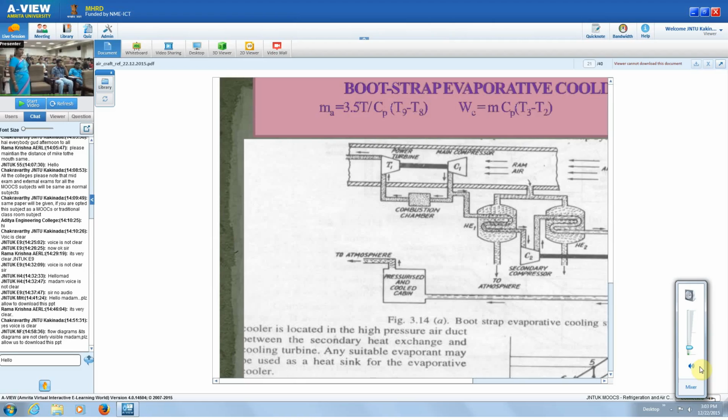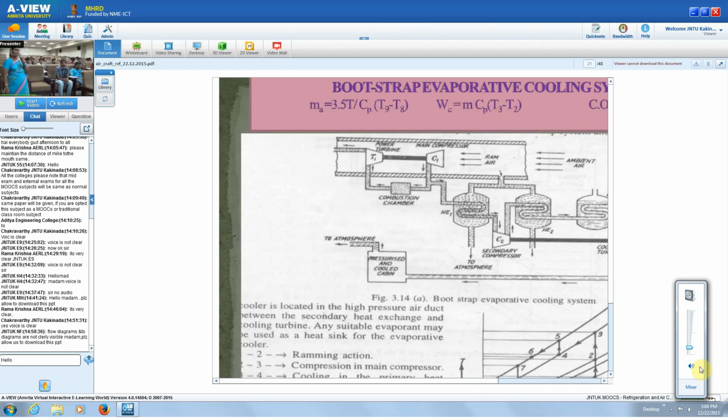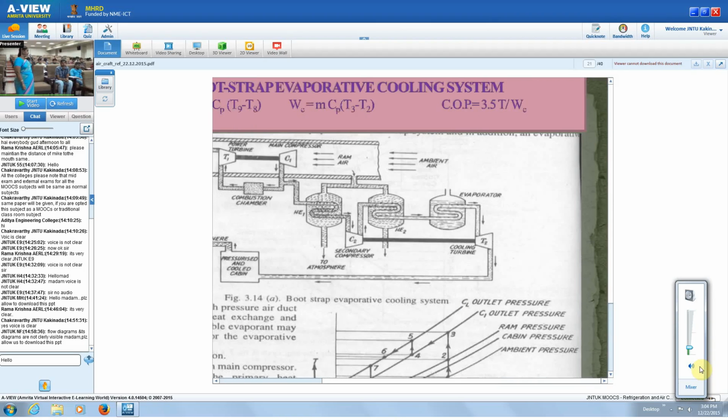So here you can see the ram air itself is used for cooling the primary heat exchanger and the secondary heat exchanger. The compressed air from the main compressor first passes through heat exchanger 1. Then afterwards it goes into the secondary compressor. Again it goes into the secondary heat exchanger. Then it goes into the evaporator. In the evaporator, a liquid is used. It may be water or alcohol, or even nitrogen can be used.